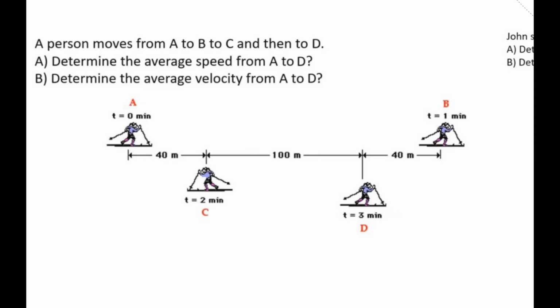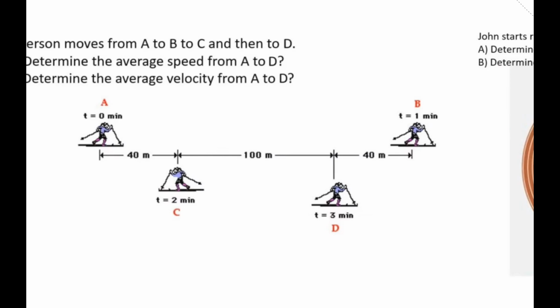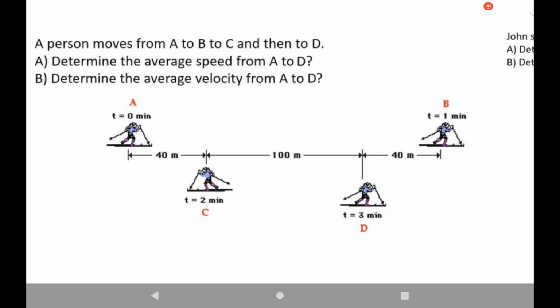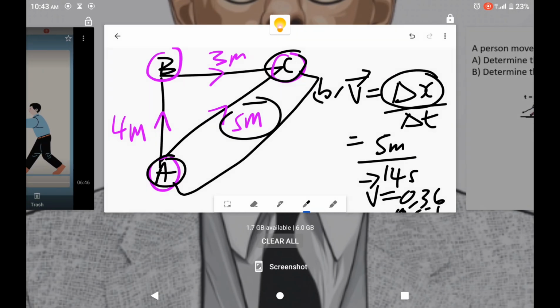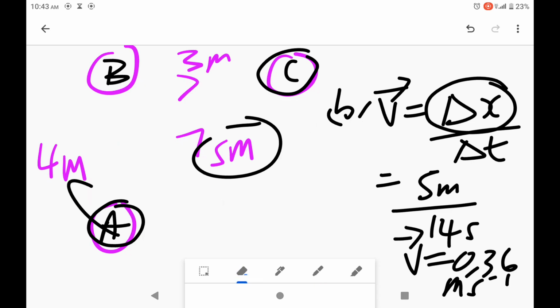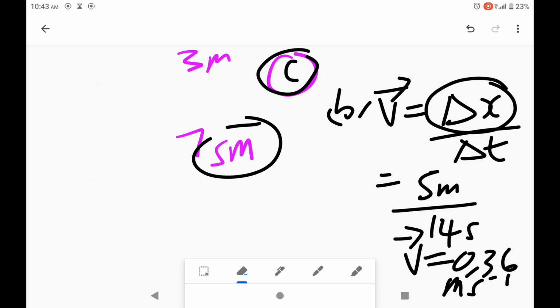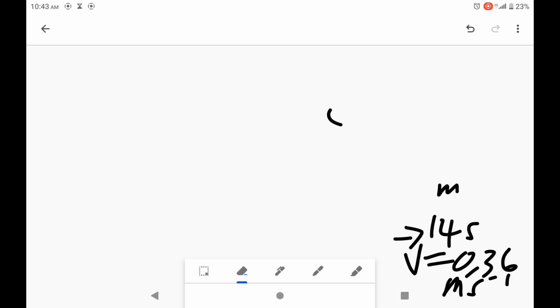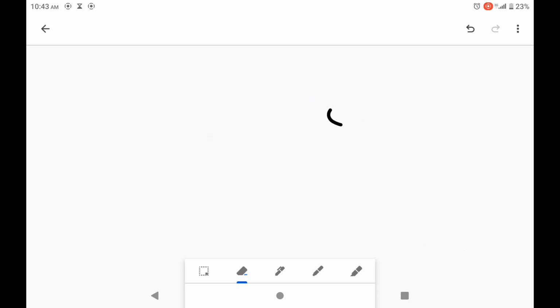Okay, let's do this together. Determine the average speed from A to D. How do you find the average speed from A to D? Okay, let's go back and try to help each other. Let me wipe out everything. Sorry. Let me remove everything and you calculate the average speed from A to D.